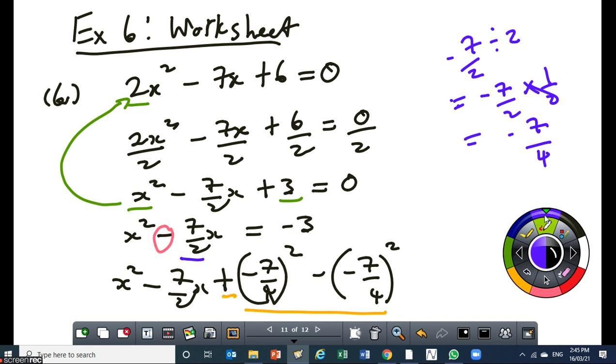Now, check this. This is a perfect square trinomial. From here, let me use that curve. I can create a perfect square trinomial here. There, I've got a perfect square trinomial. The first term here is a perfect square. The last term is also a perfect square. But I'm going to simplify it.